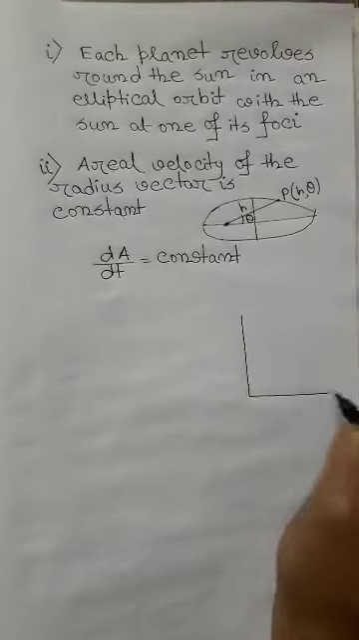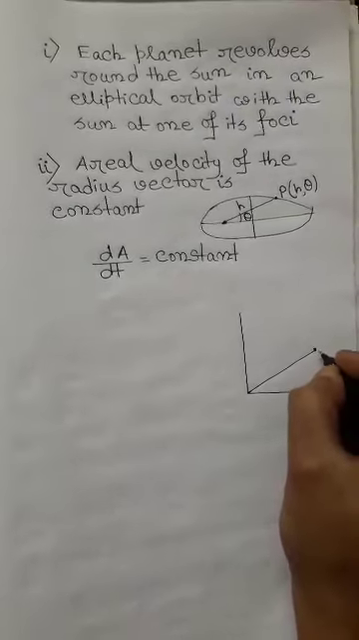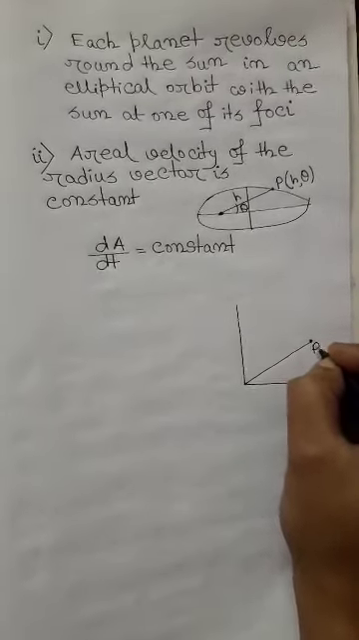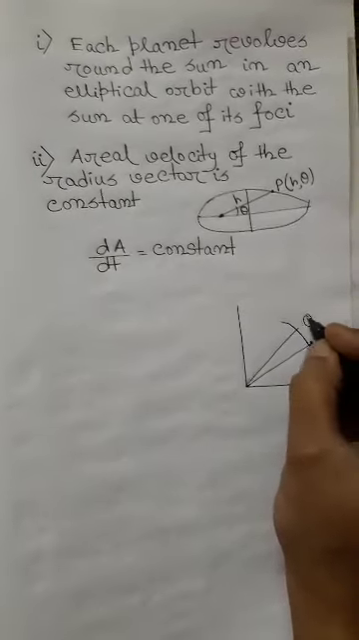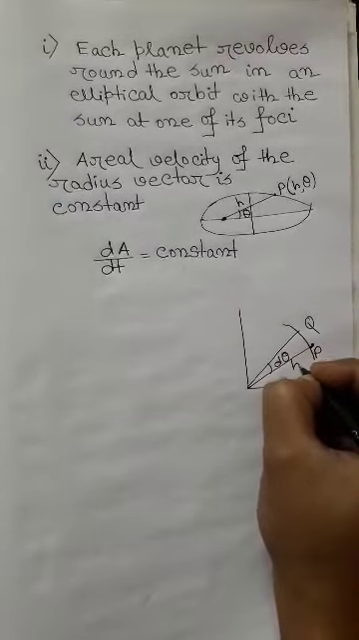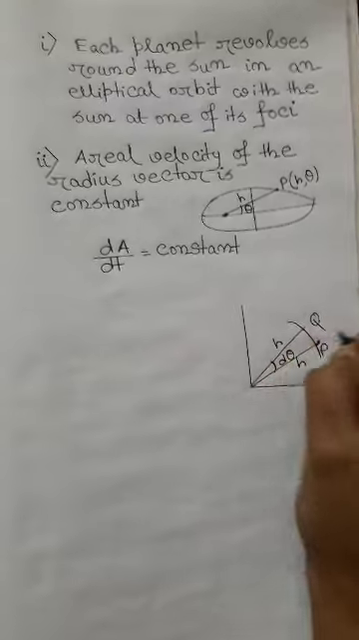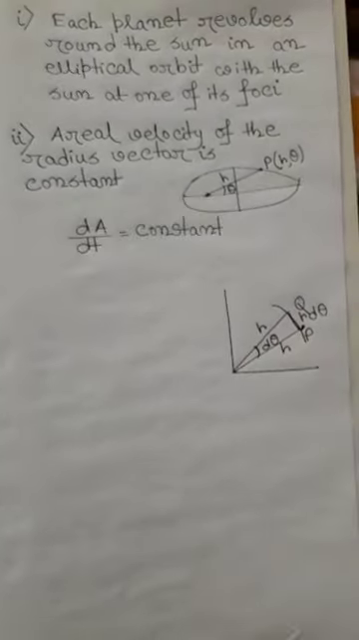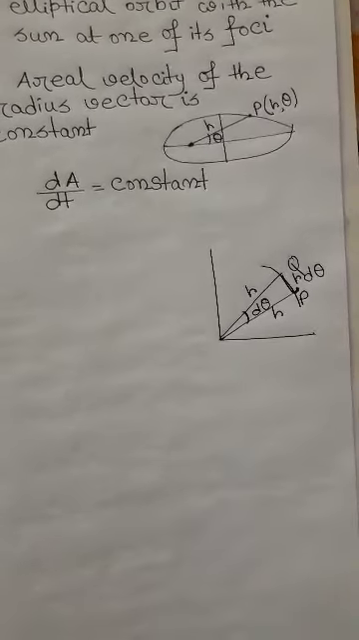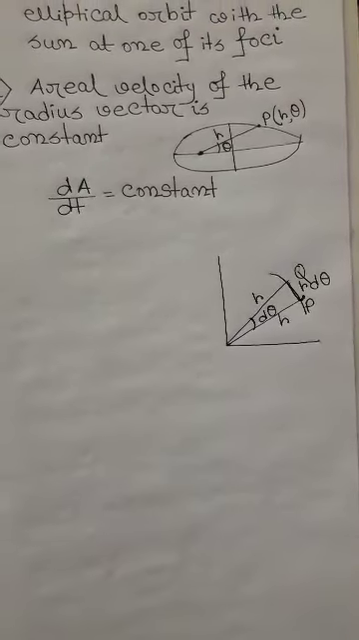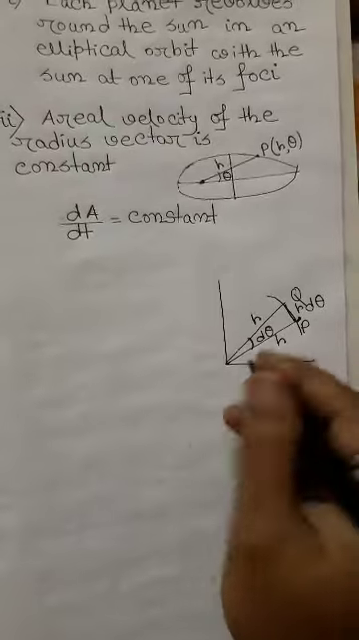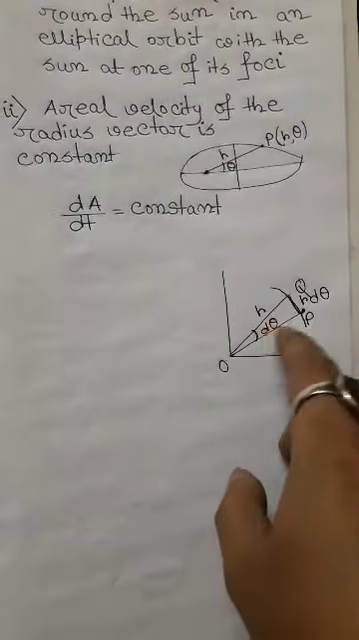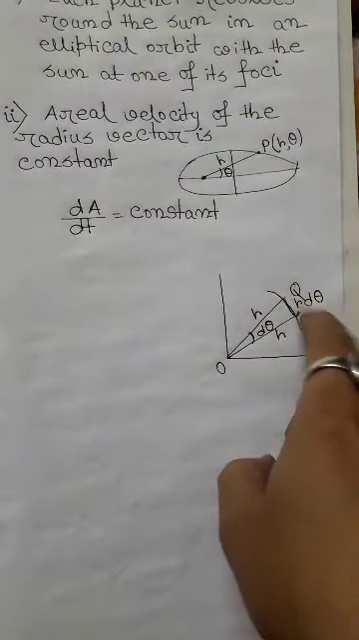Let's proceed. Suppose initially a planet of mass m is located at point P. After a small time interval dt, the planet rotates through an angle d theta and moves to the position Q. So this is r, and since d theta is very small, this is also r, and PQ is nothing but r d theta.